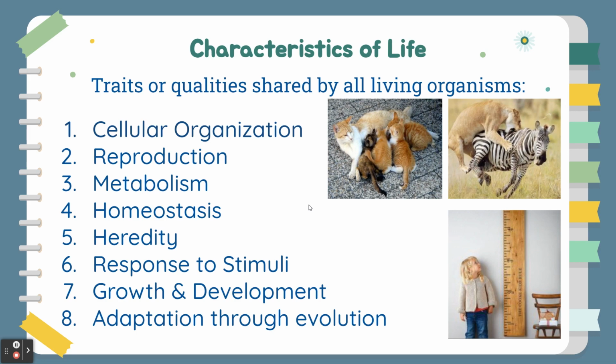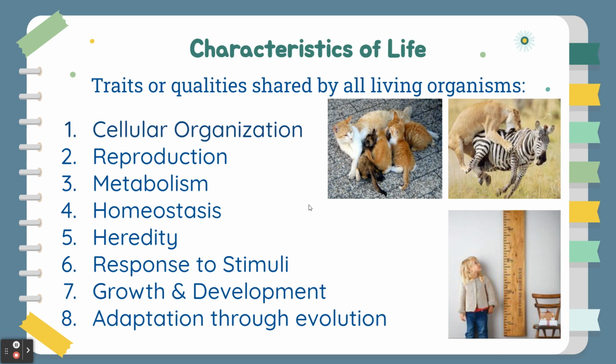Number 2, reproduction. This is the process by which living things create offspring. From tiny bacteria dividing and multiplying in a drop of water to plants spreading seeds and even humans giving birth to new generations, reproduction is a fundamental part of life. Number 3, metabolism.